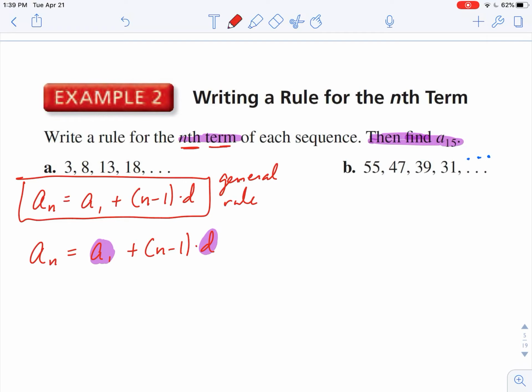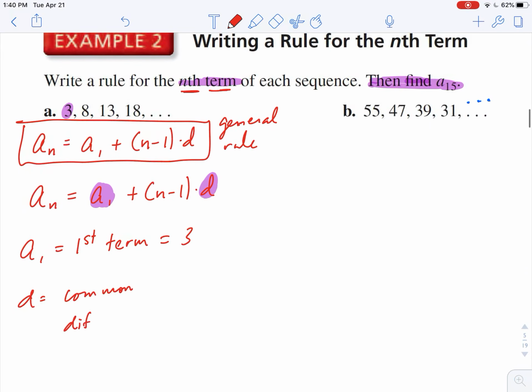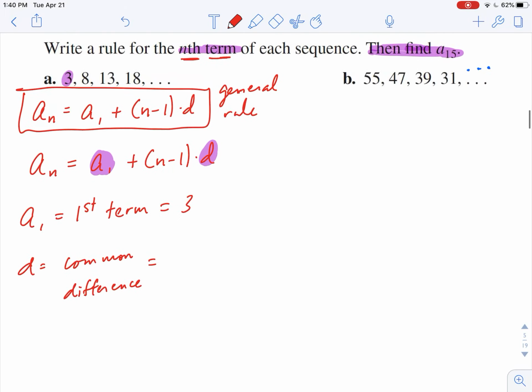Well, keep in mind that a sub 1 is the first term in our sequence. So for this particular problem, the first term in our sequence is 3. So the first term is just 3. Now what is d? d is that common difference. So if we're going to find the common difference, then we have to make sure that we're finding the subtraction.